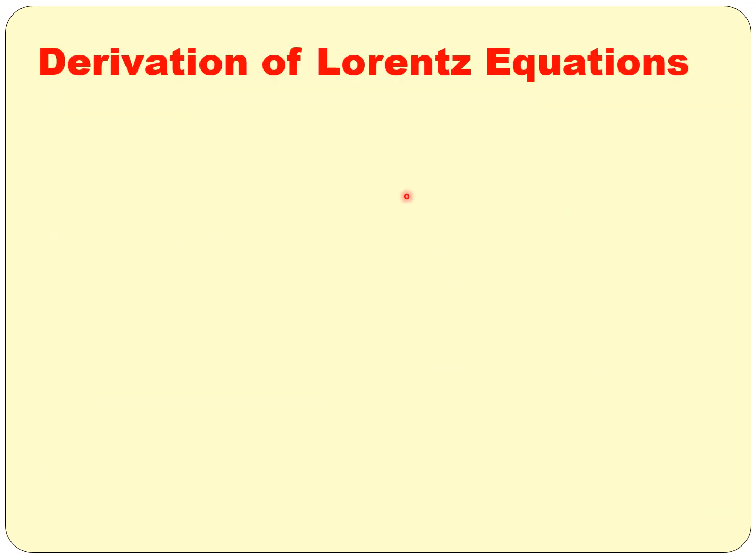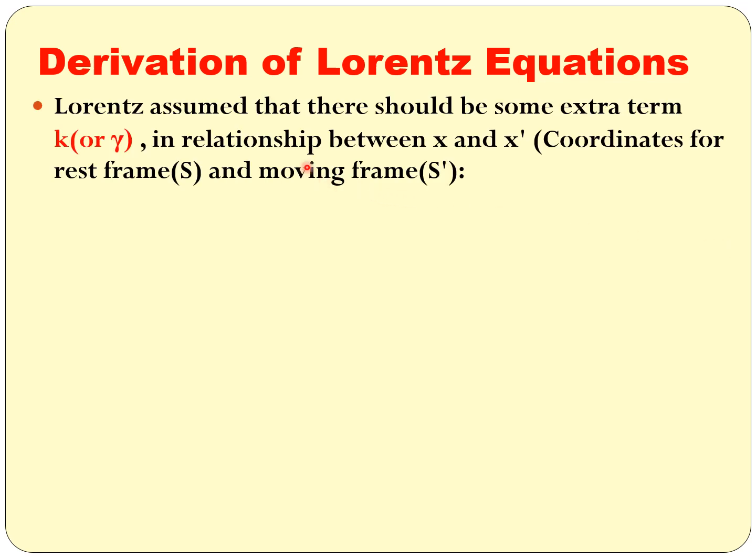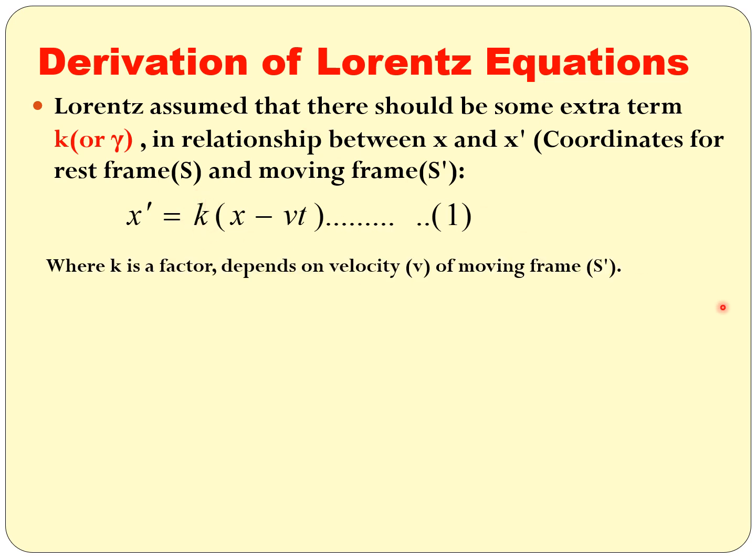Now we will do the derivation of the Lorentz equations. Lorentz modified the Galilean transformation equation, and assumed that there should be some extra term k or gamma in the relationship between x and x prime, the coordinates of the rest frame and the moving frame. So x prime equals k times (x minus vt). In the Galilean transformation equation it was x prime equal to x minus vt, but there is an extra factor k assumed by Lorentz, and k is a factor which depends on the velocity v of the moving frame S prime.